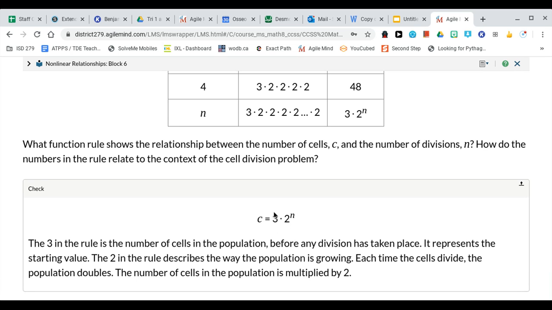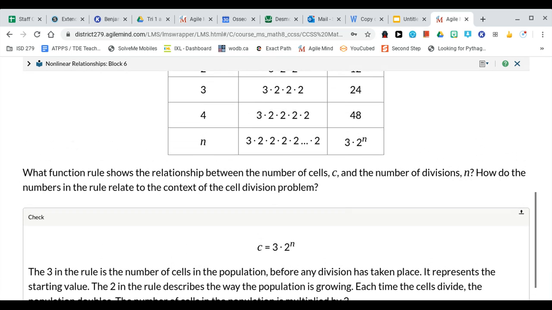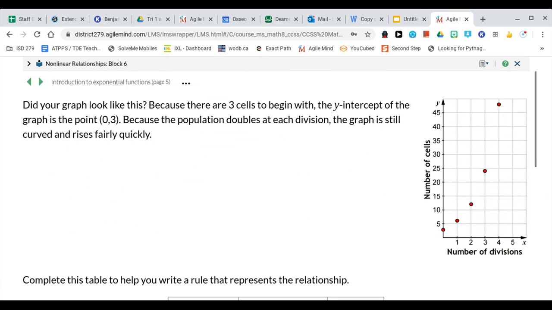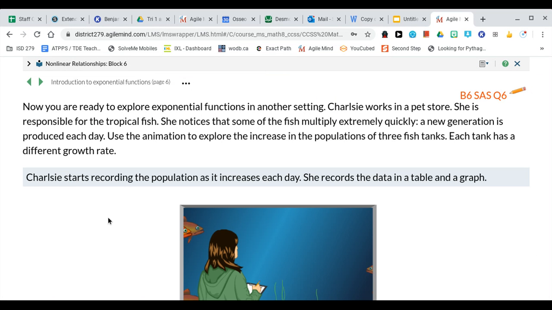This will be true for any of your equations in exponential. The first number is where it starts. The second number is how it grows. And lastly, looking at question 6, now we're ready to explore exponential functions in another setting.